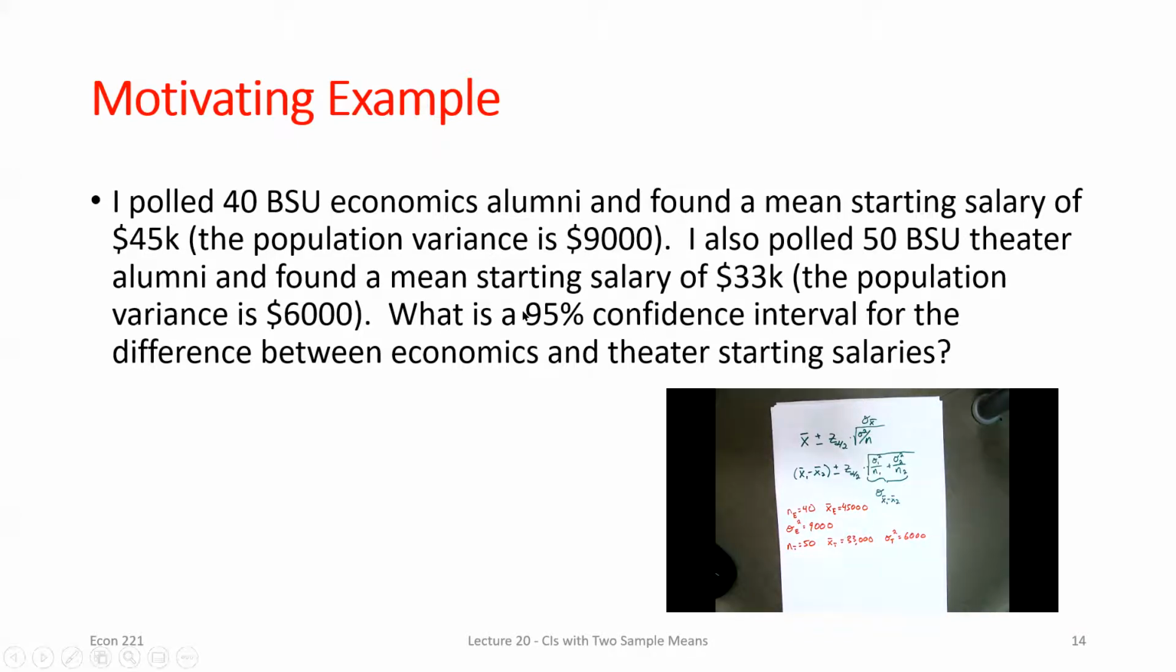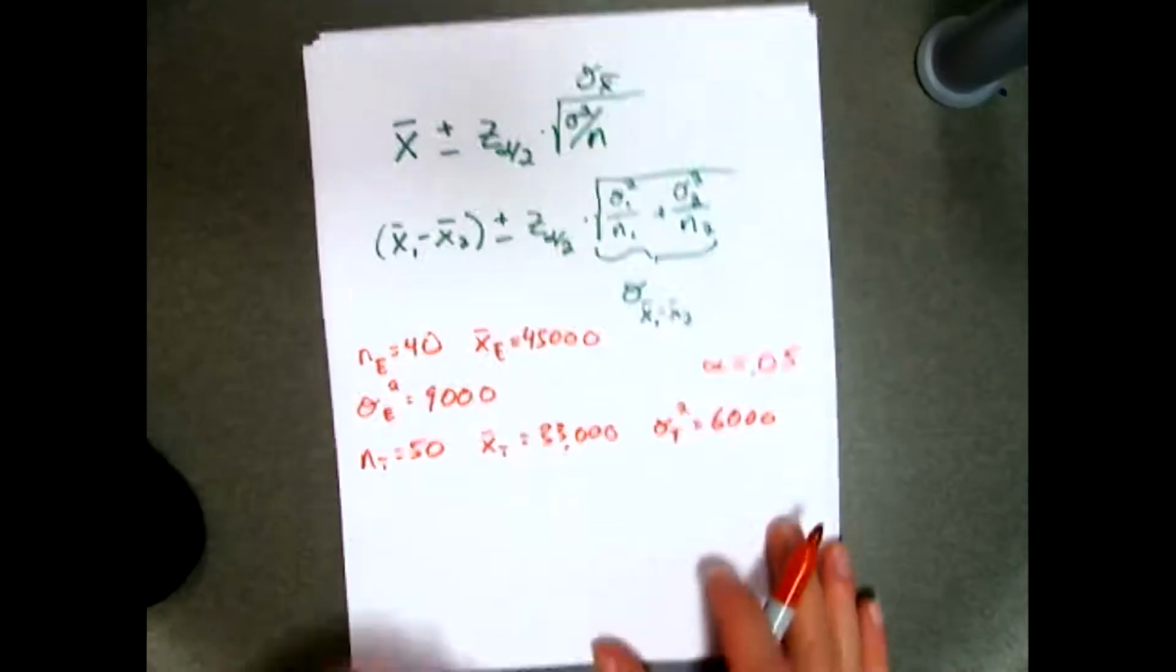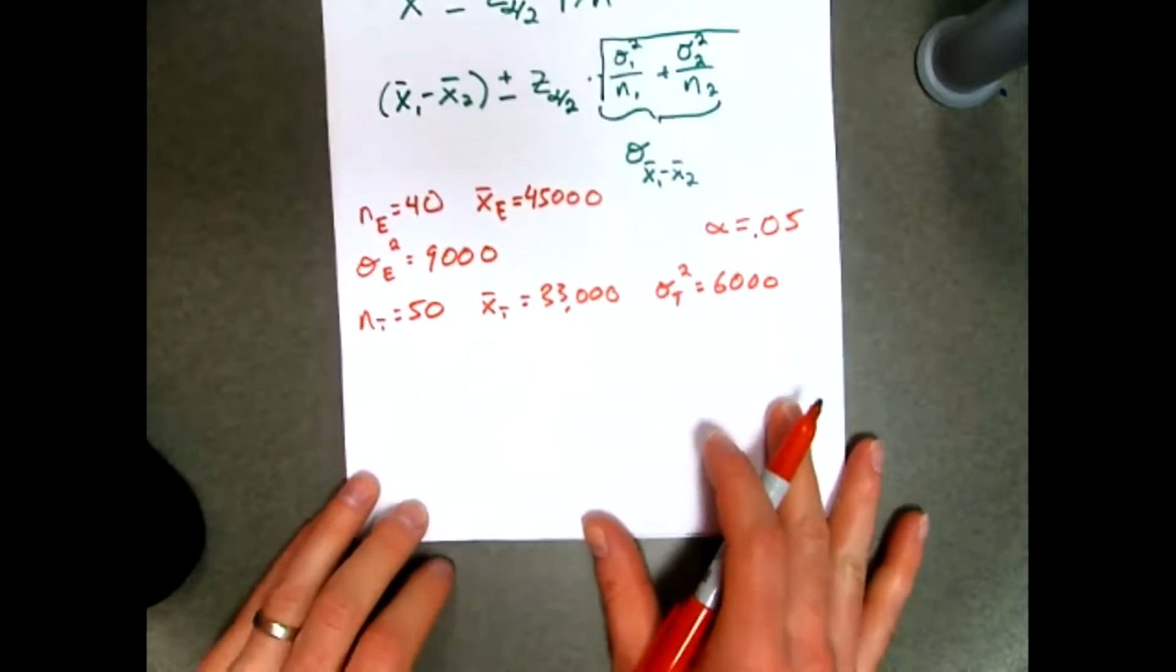If I want to build a 95% confidence interval, what should alpha be? So alpha is just the percent outside of my interval in decimal form. Yep, so 5% outside in decimal form is 0.05. Okay. So at this point, I'm just going to start plugging things in.